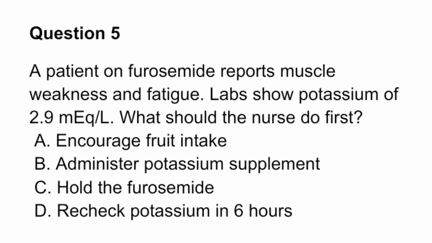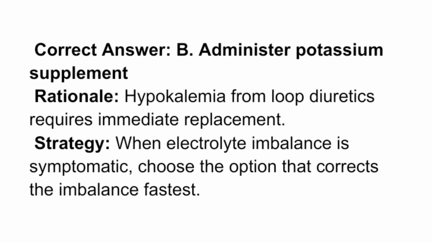Question 5. A patient on furosemide reports muscle weakness and fatigue. Labs show potassium of 2.9 milliequivalents per liter. What should the nurse do first? A. Encourage fruit intake. B. Administer potassium supplement. C. Hold the furosemide. D. Recheck potassium in 6 hours. Correct answer, B. Administer potassium supplement.